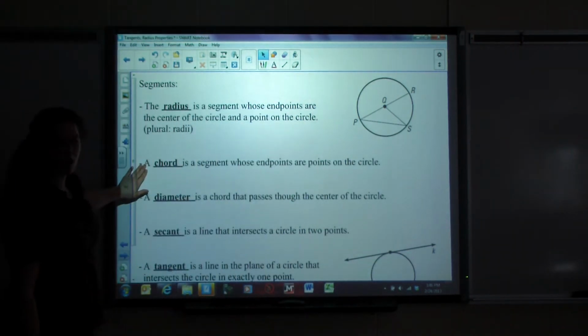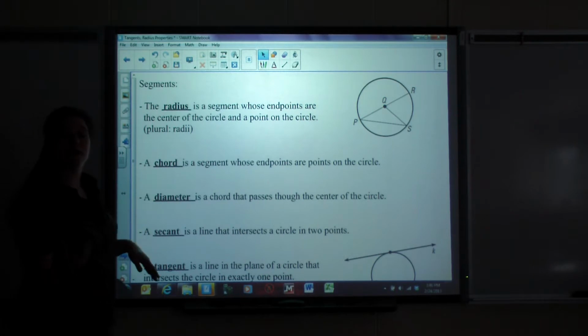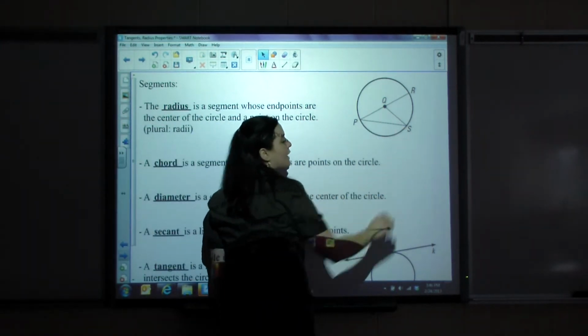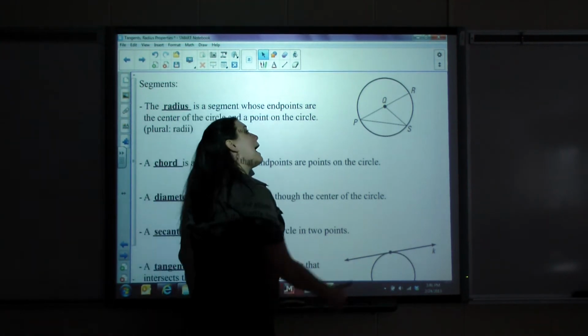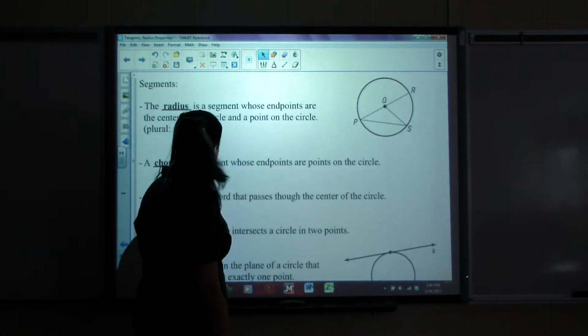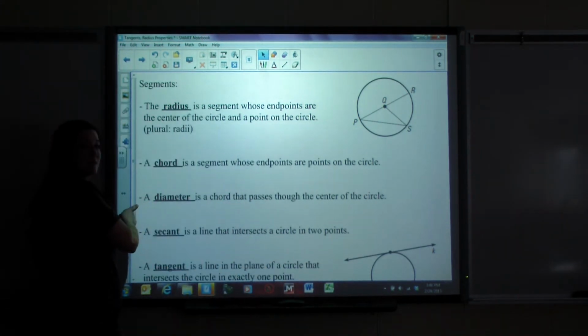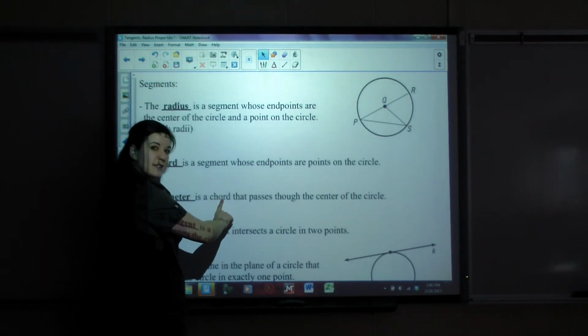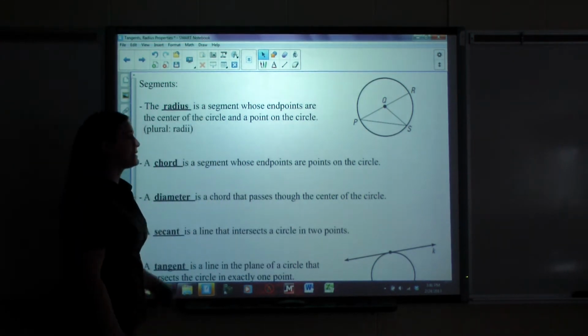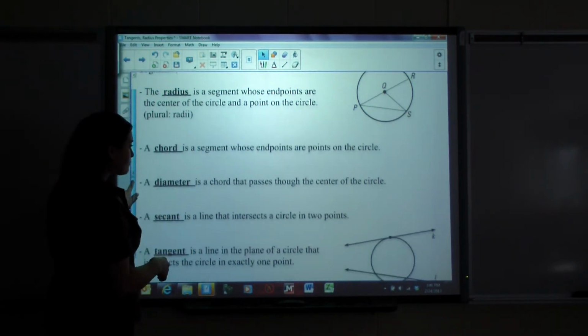Now, a chord is a segment whose endpoints are points on a circle. So as long as it starts and ends on the circle, it's a chord. So notice PS would actually be a chord. And actually, if you start at P and end at R, that's a chord as well. However, that's a more specific type of chord, which is the diameter. It's a chord, because it starts and ends on the circle, that passes through the center. So two ideas there of how to think about diameter.